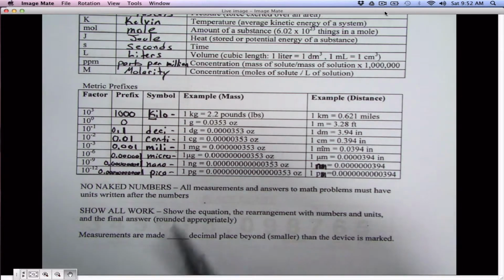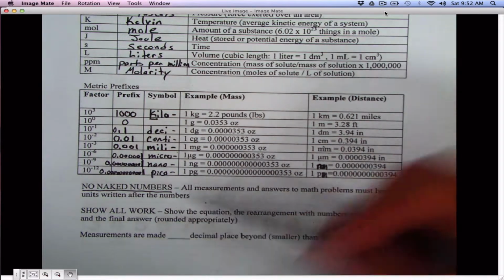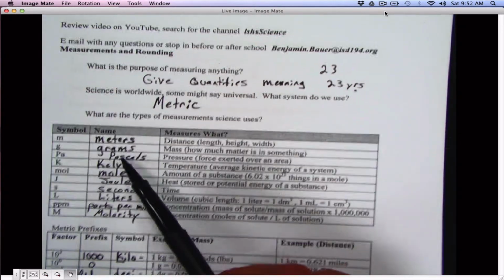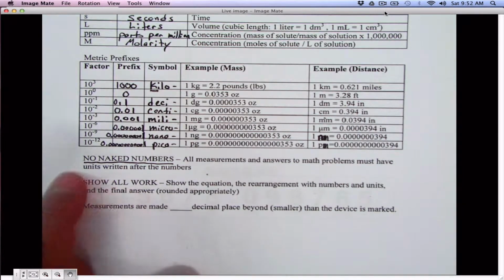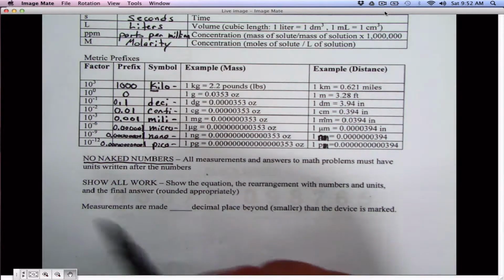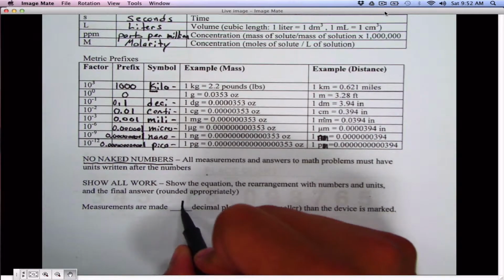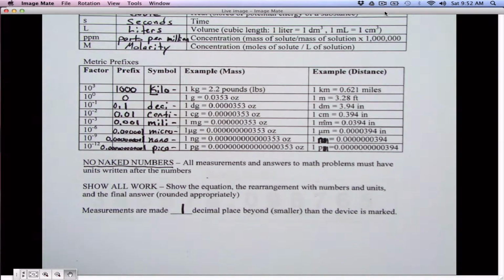A couple of rules when we're measuring. No naked numbers. What do we mean by no naked numbers? That means numbers need to have labels with them, always. Years, meters, grams. These are the labels you're going to be using. Next, when we're doing mathematical calculations, always show all of your work. When you're measuring, using a ruler or anything like that, you always measure one decimal place smaller than the device is marked. We'll go over some practice with that in a second.